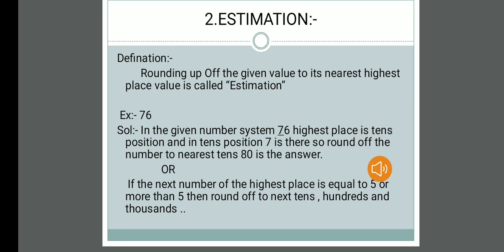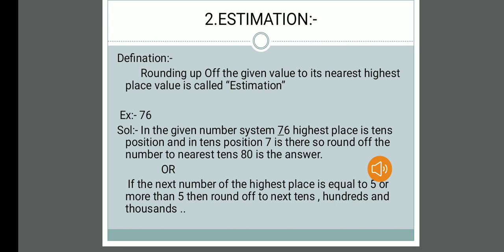The next topic is estimation. The definition is rounding of the given value to its nearest highest place is called estimation. The example taken is 76. In the given number 76, the highest place is the tens position and in the tens position 7 is there. So round off the number to its nearest tens. You'll get 76 will come in between 70 and 80 and 76 is nearer to 80. So the answer is 80.